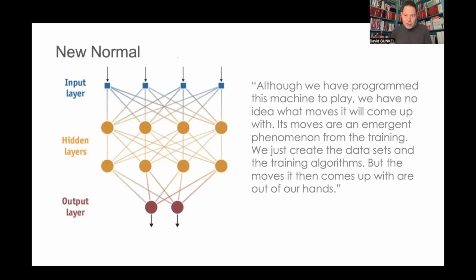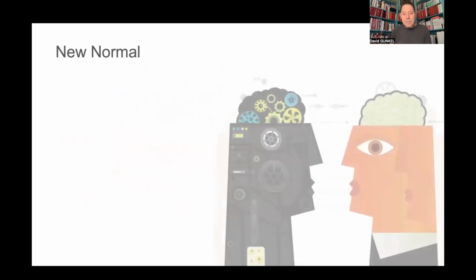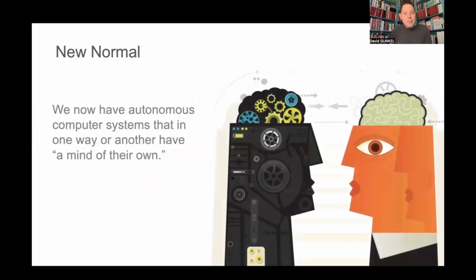So here's how the engineers described what's going on here. They said, although we have programmed this machine to play, we have no idea what moves it will come up with. Its moves are an emergent phenomenon from the training. We just create the data sets and the training algorithms, but the moves it then comes up with are out of our hands. What this means then is that we now have algorithms or AIs that are kind of autonomous or semi-autonomous computer systems that kind of have a mind of their own. In other words, they do things that can surprise us.